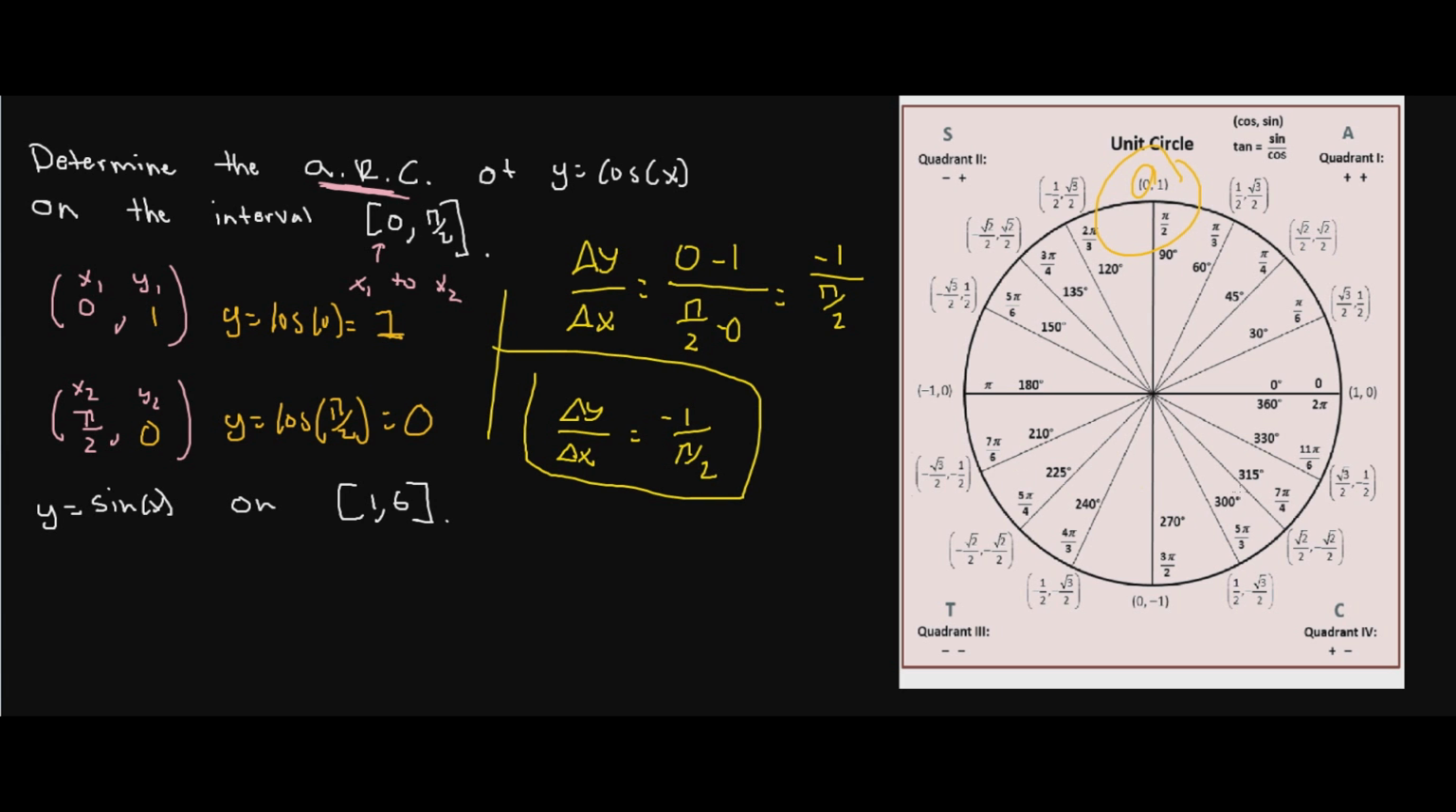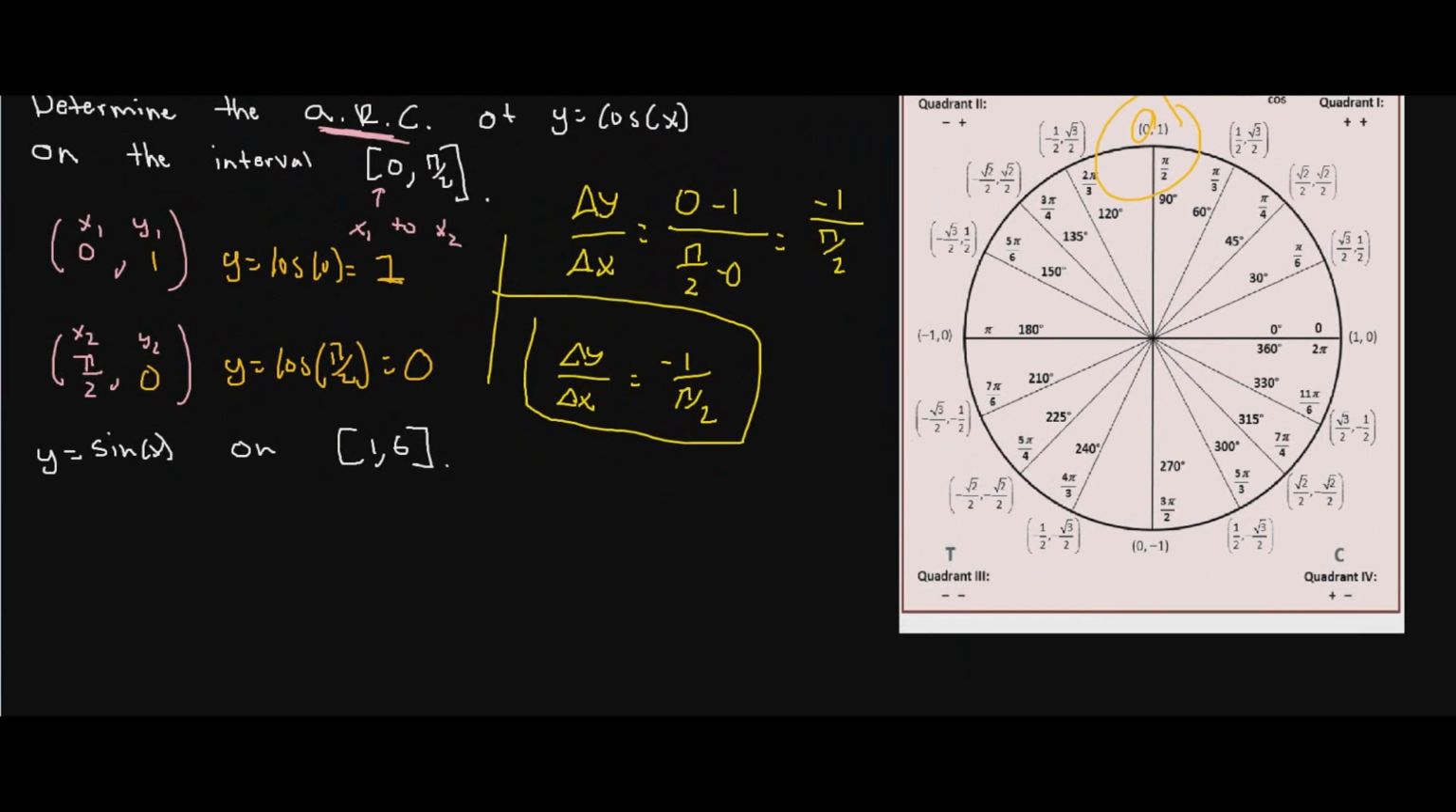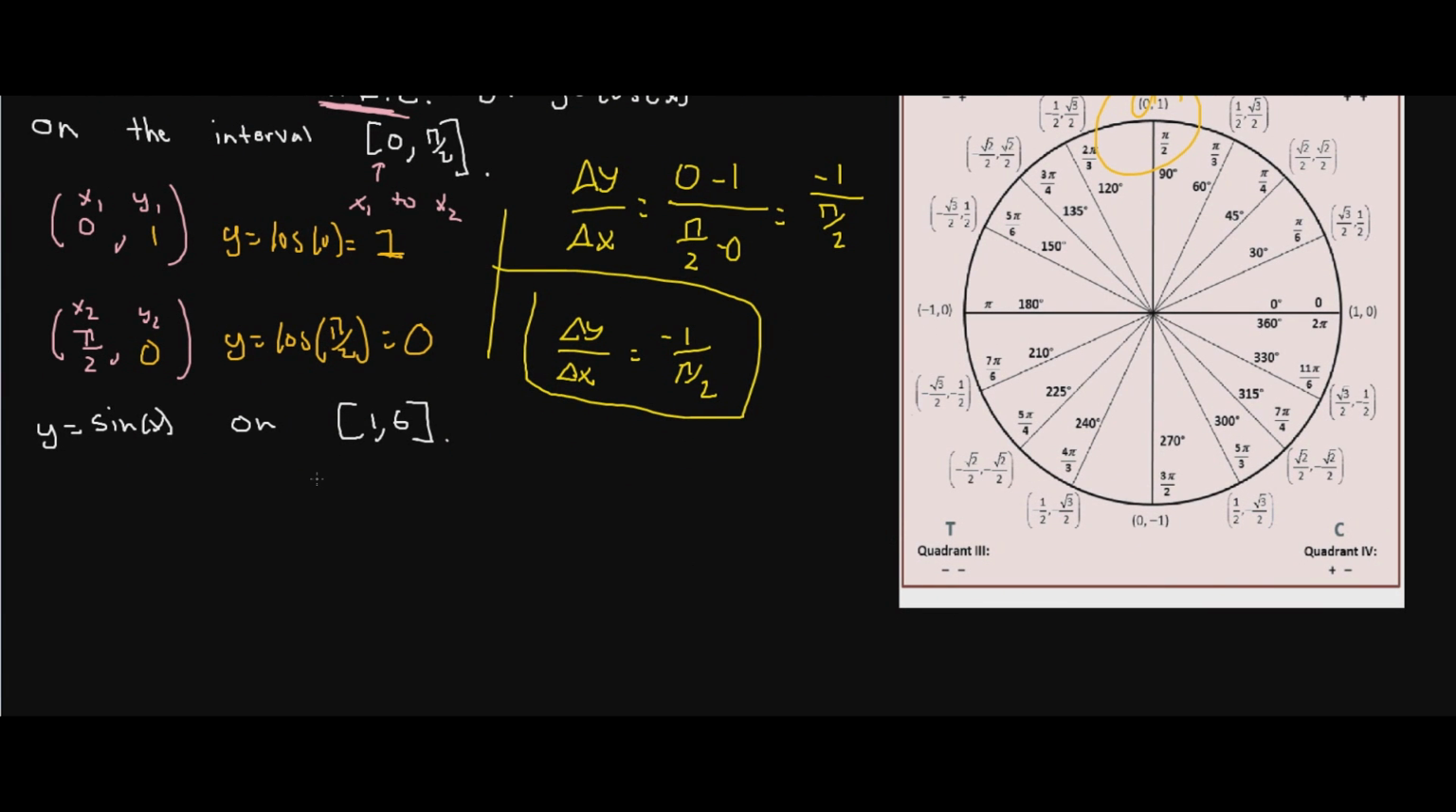So why don't you practice? Try y is equal to sine of x on, oh, did I say 1 comma 6? That doesn't make any sense. We're going to do this on the interval pi to 2 pi. How about that? Okay. All right. Well, this tells you x1 to x2. So go ahead and do this problem. Let's go ahead and set this up.